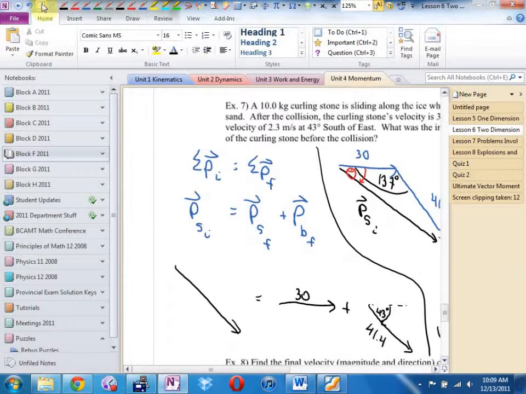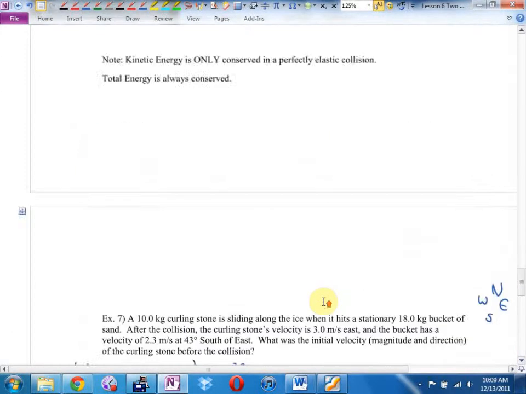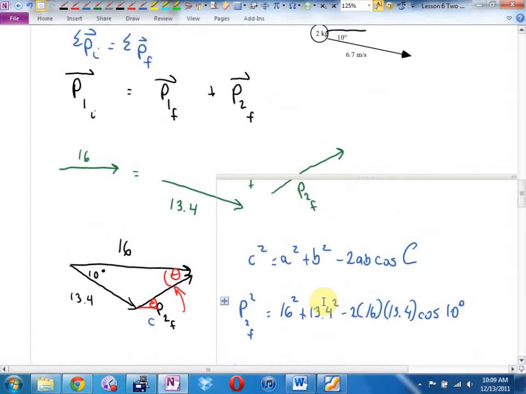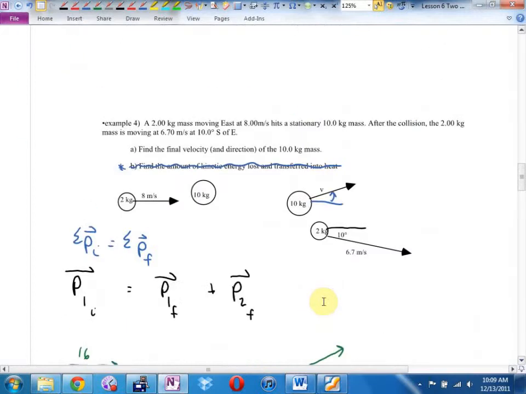Can you all get out lesson 6 from last day, please? Lesson 6 from last day, two-dimensional momentum. Now, I do find these questions way more interesting because when things collide, they usually do bounce off at angles. This is the physics of car crashes, and this is the physics of billiards.